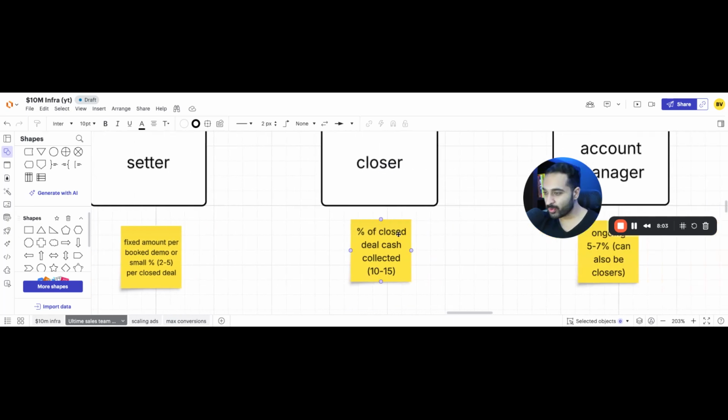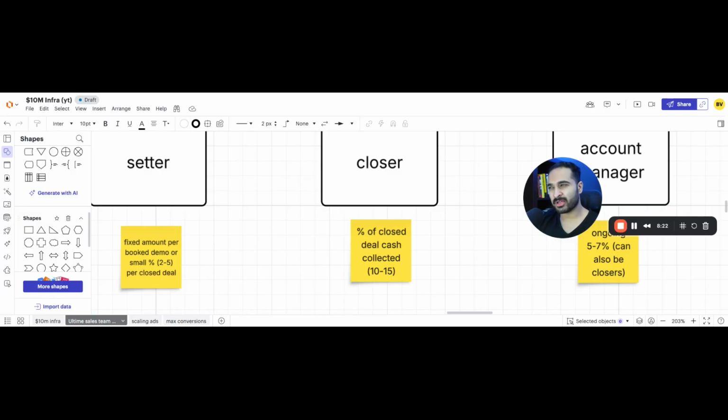Closers, always a percentage of cash collected of the deal closed. Again, ideally, you want to keep them at 10 to 15. Some have them below 10. And I also believe they should get a percentage of any recurring offer.